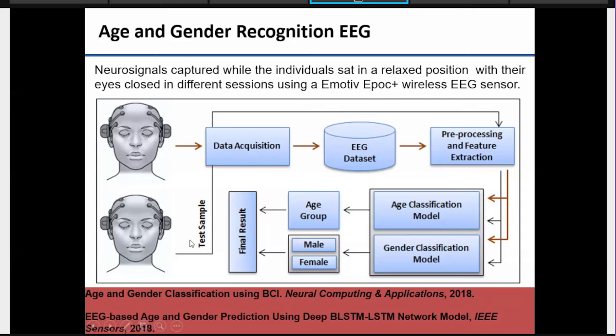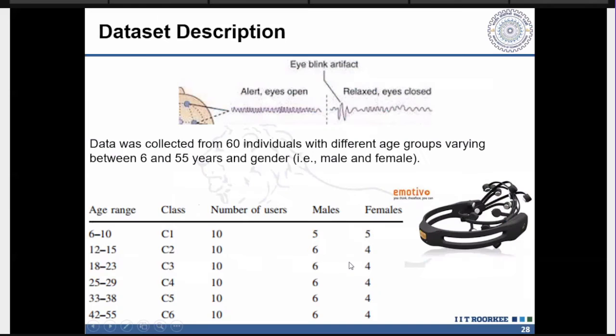Then, given a test example, a new example of a user, I will use the same pre-processing and feature extraction. Pre-processing means noise removal, and then we extract features like mean and standard deviation, and apply support vector machines or decision tree models to predict the age or gender. Okay, so how have I collected the data?